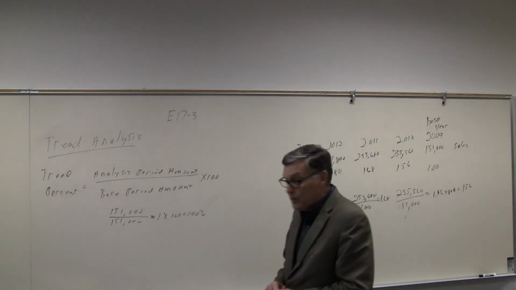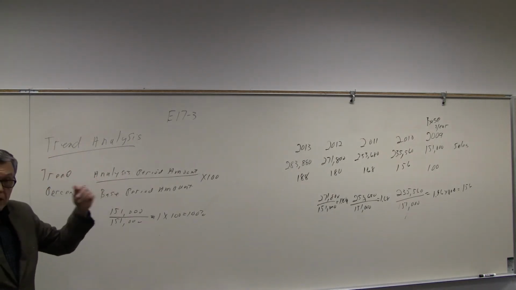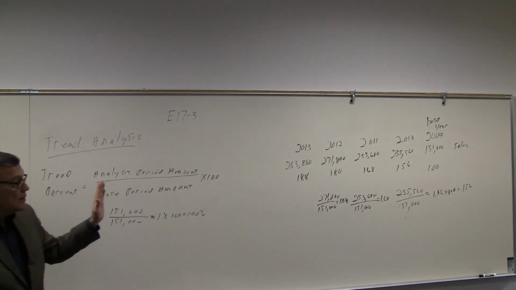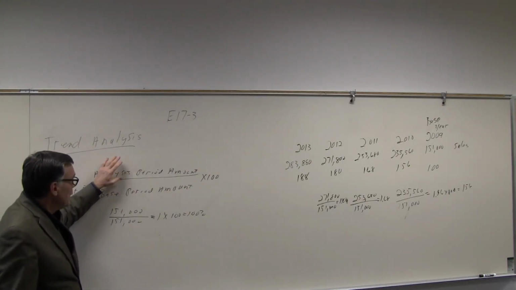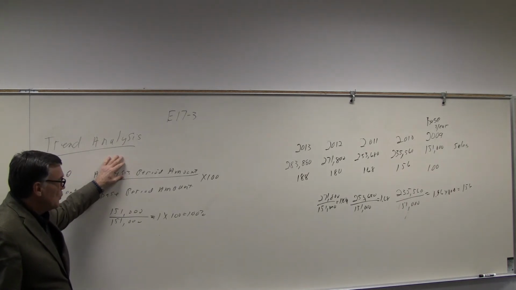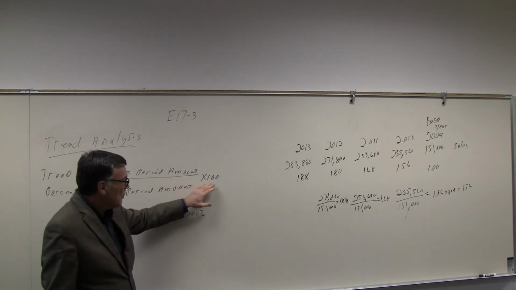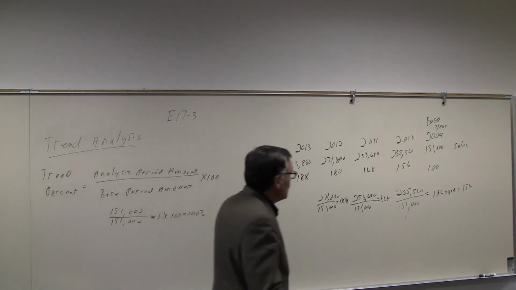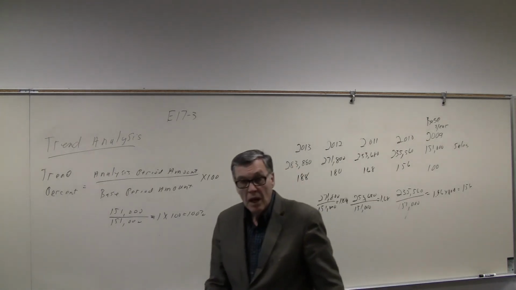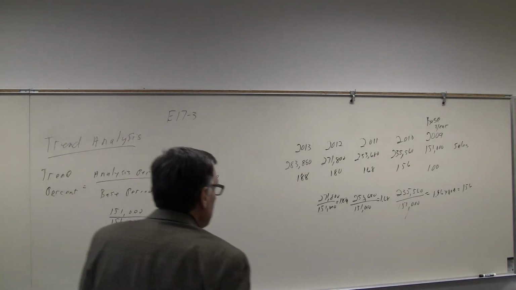So to sum up, we're talking about trend analysis. Trend analysis is a form of horizontal analysis. What's different about it is it compares several successive years. It does this by putting each successive year as the numerator, the first year as the denominator, multiplying times 100. And so the first year will always be 100% because it will be itself over itself.